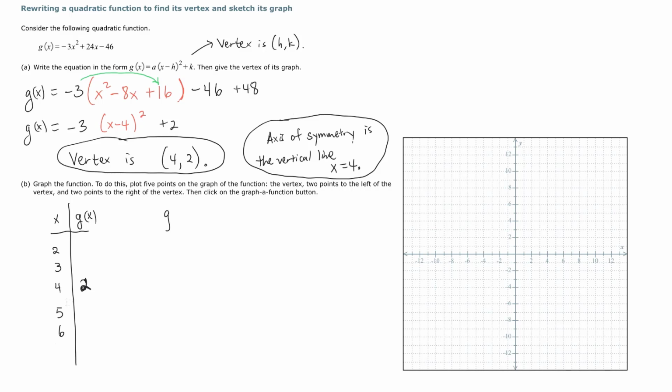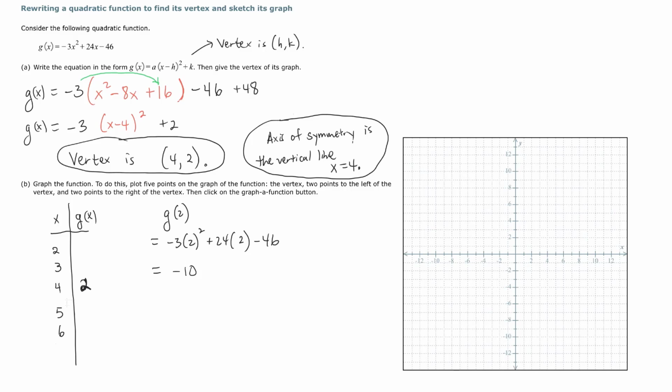So let's find g of 2. g of 2 is the expression -3 times 2 squared plus 24. Make sure you put that 2 in parentheses and subtract 46. We get, what do we get here? We get -12 add 2, which is -10.